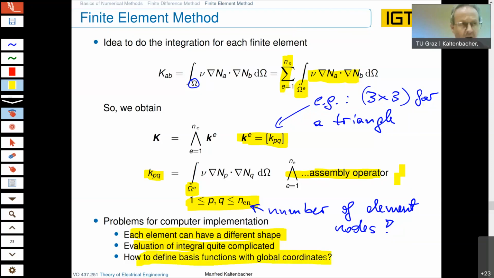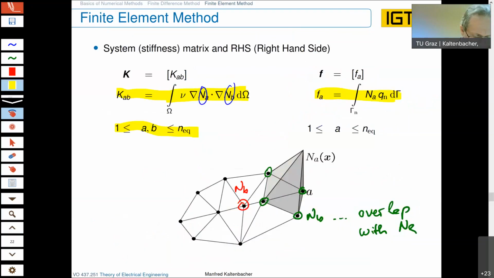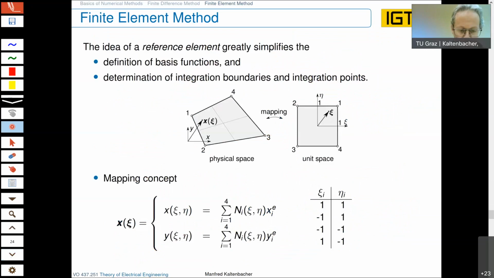And still we don't know how to compute this basis function. That would be a nightmare because you have to compute it every time anew for each new shape of your finite element. And if you go back and look here at our computational domain, each triangle has more or less a different shape. So this will be a nightmare. Makes no sense. And that is why we go to the concept of a reference element.